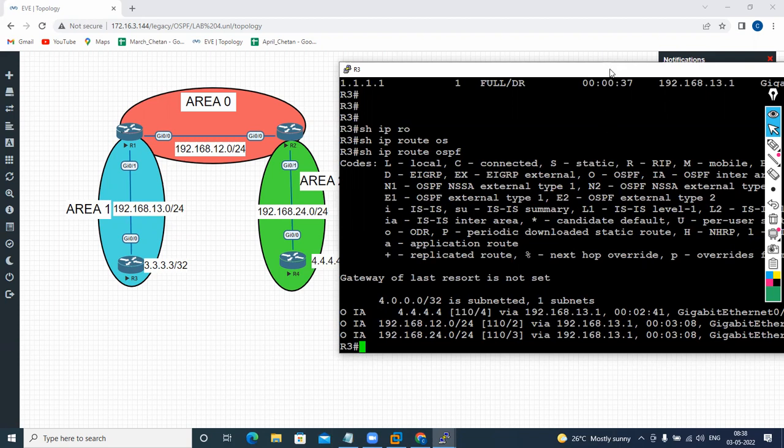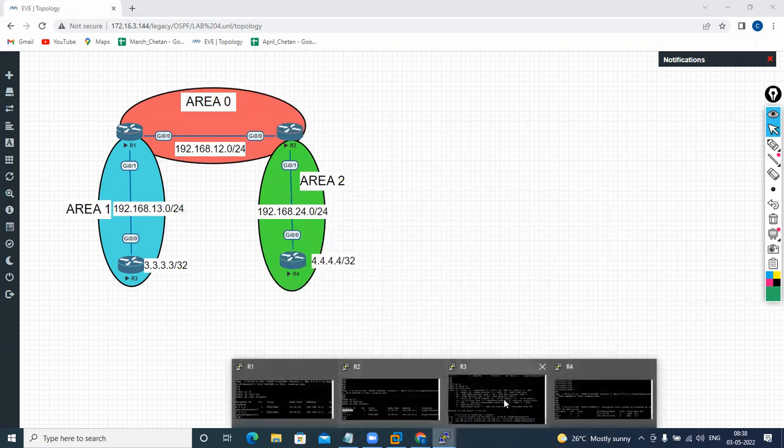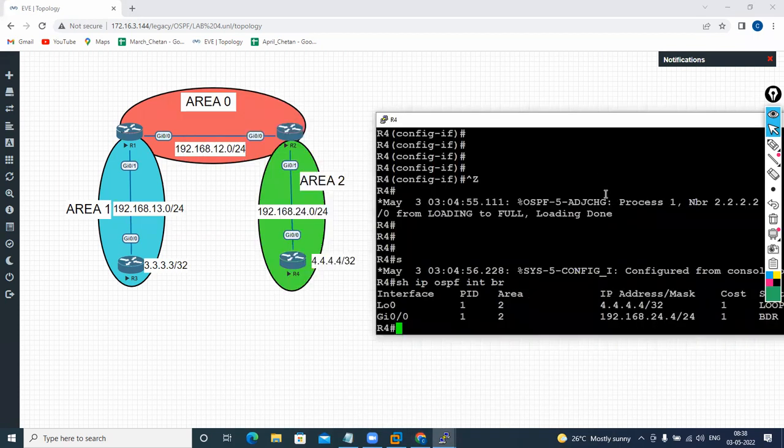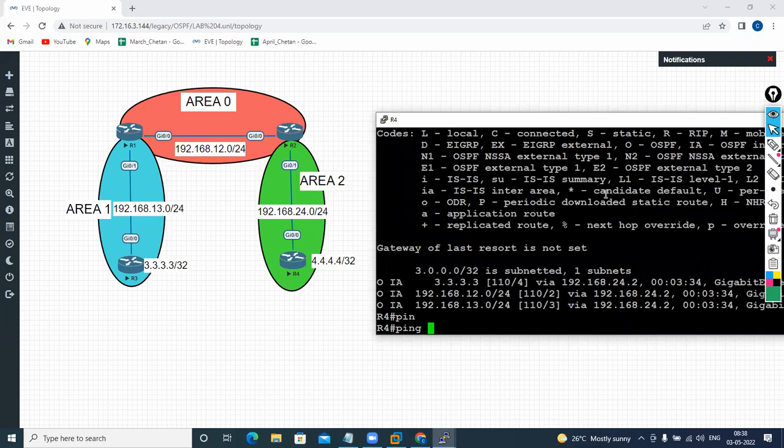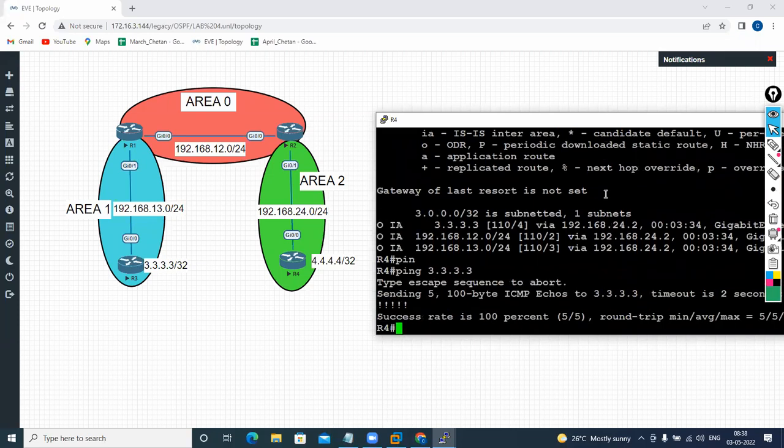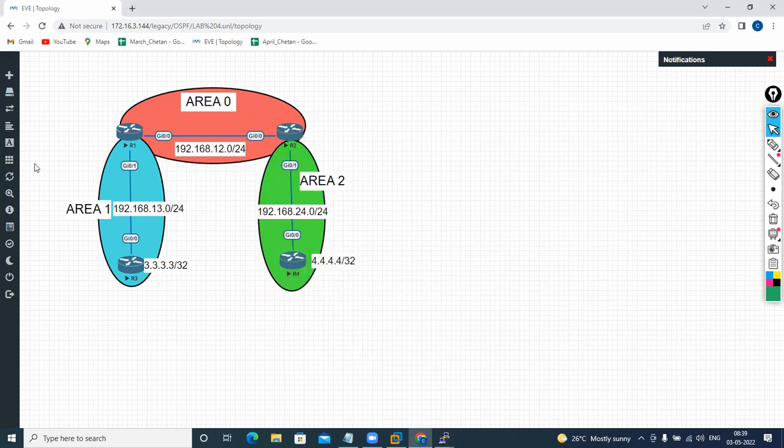Even if you go and check on R4, IP route, are we able to reach? Clear? Anybody has any doubts? Yes, online guys, clear? Clear? Not clear? Okay.